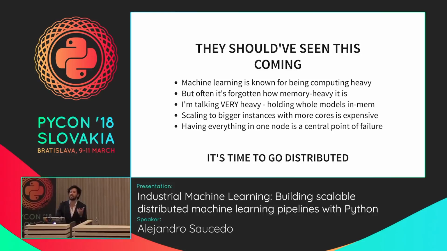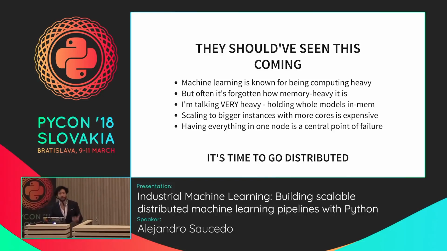I mean, machine learning is known for being computationally heavy. That's obvious, but often it's forgotten how memory heavy it actually is. Especially as you start building more complex feature spaces, you often end up using tons of gigabytes of RAM in one single instance. And I'm talking very heavy, holding whole models. And yes, you can break them down, but that requires a lot of thinking and planning.